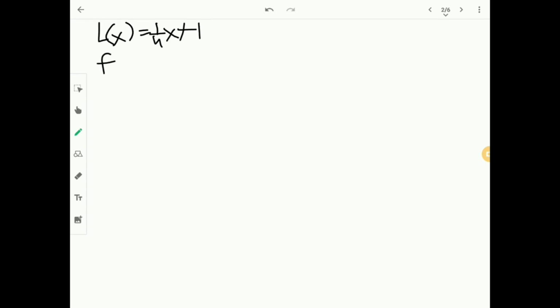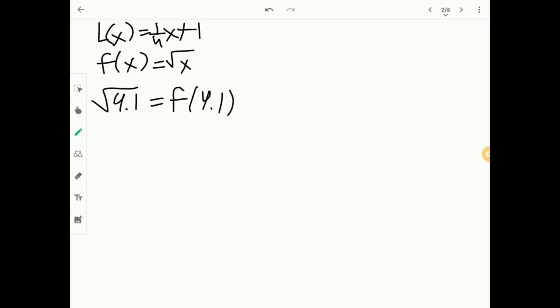And let's just remember what f of x is. They wanted square root of 4.1. Well, let's look at square root of 4.1. Isn't this f of 4.1? Because if we put 4.1 in x, then f of 4.1 is square root of 4.1, right? And we should know that the definition itself says this is approximately equal to.